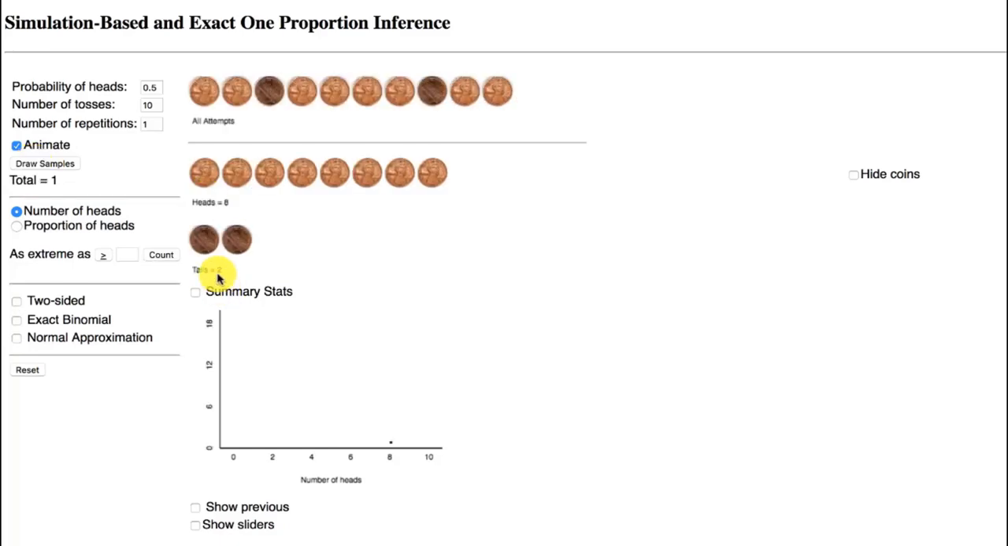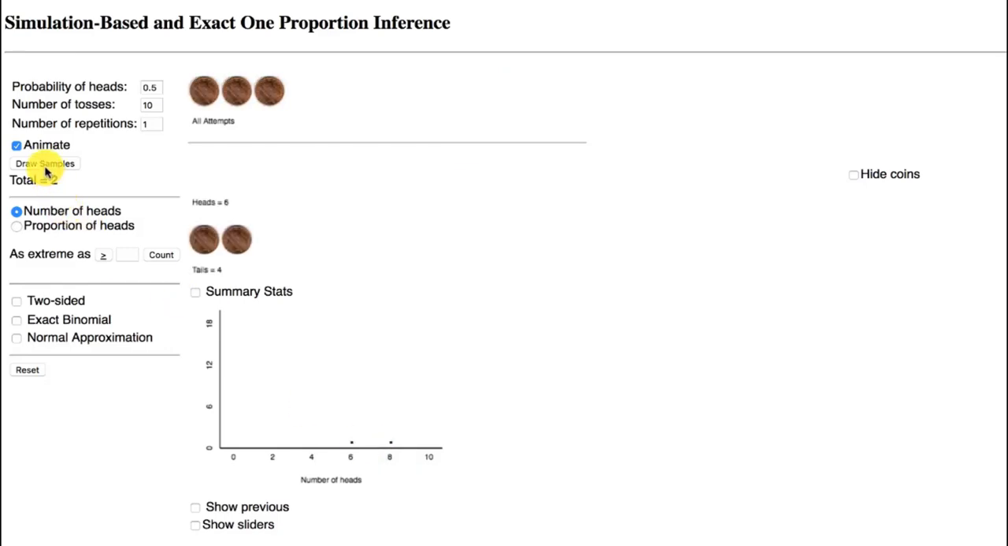So we've got 8 heads and 2 tails. Now down here on this graph, we have the inference drawn from that small run of flips. So it's put a dot on 8. Now you know it's not 8 or 0.8. The coin is 50-50. So you accept that this small run of 10 flips doesn't accurately demonstrate the probability of the coin. So let's do another 10 flips.